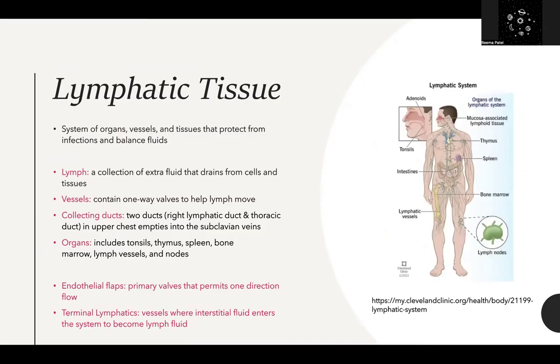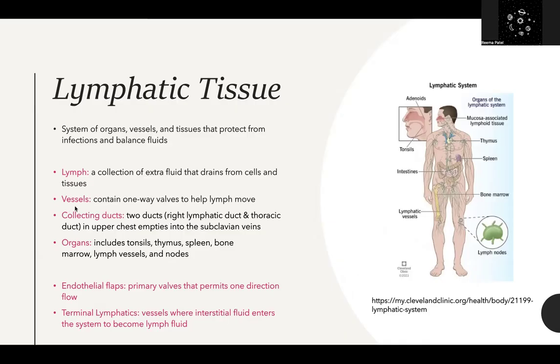Lymphatic tissue consists of organs, vessels, and tissues that protect from infection and balance fluids. So the lymph is a collection of extra fluid that drains from cells and tissues. It is a clear to yellowish fluid derived from interstitial fluid. It contains water, electrolytes, proteins, fats, and white blood cells. It becomes lymph once it enters the actual lymphatic vessels.